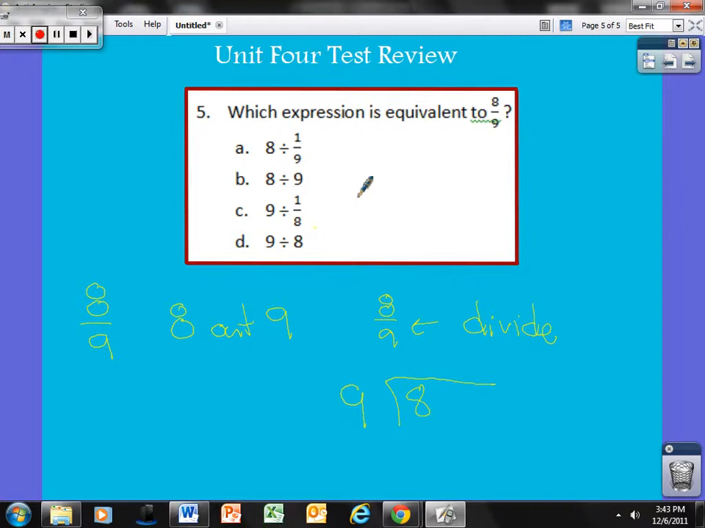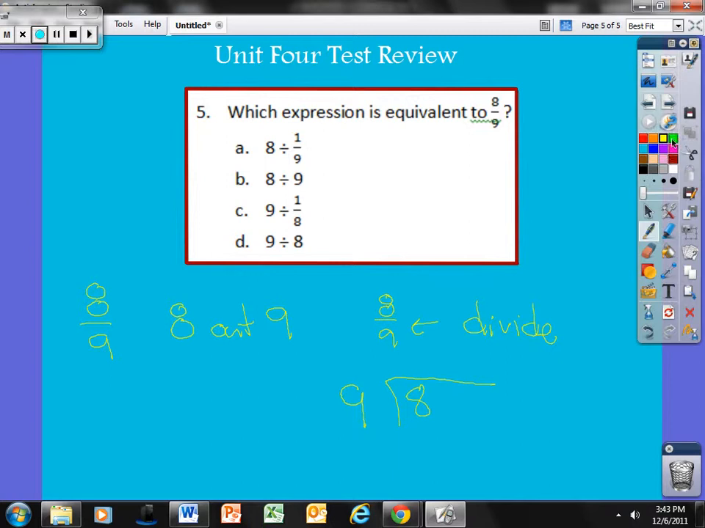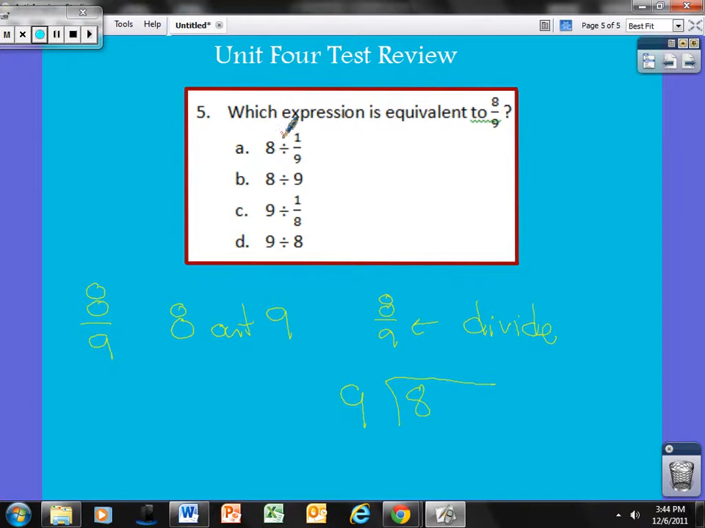Let's see. 8 divided by 1/9: I'm not taking 1/9 of 8, so that's not right. It's 8 out of 9, not 9 out of 8, so that's incorrect. This one here says 8 divided by 9. That is the expression that is equivalent to 8/9.